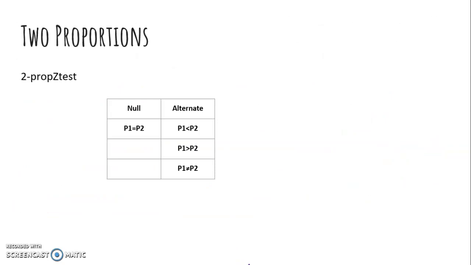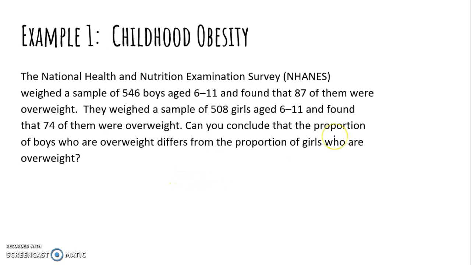Okay, so now we've done the 2-sample t-test. Now let's talk about the 2-prop z-test. Just a reminder, you're not going to have numbers in the null or the alternate statement. It's just going to be P1 and P2. So you'd write the null P1 is equal to P2, and the alternate would either be P1 is less than P2, P1 is greater than P2, or P1 is not equal to P2.